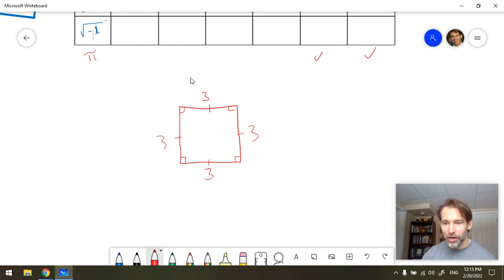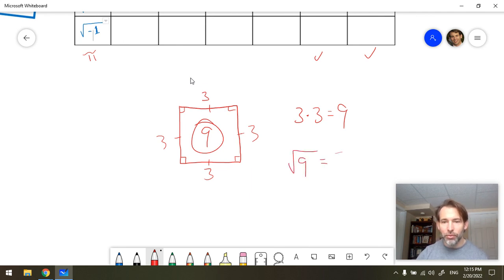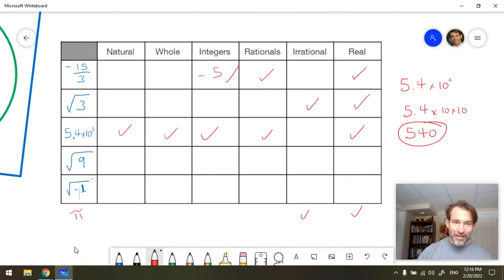What's the area of this square? Area is length times width. 3 times 3 equals 9. This has an area of 9. Okay. So if I asked you what's the square root of 9, well, that would be 3. This is what square root means. It means find me a number that when multiplied by itself gives me the number inside this funky sign. That, my friends, 3 is a natural number, 3 is a whole number, 3 is an integer, 3 is not irrational, 3 is real.